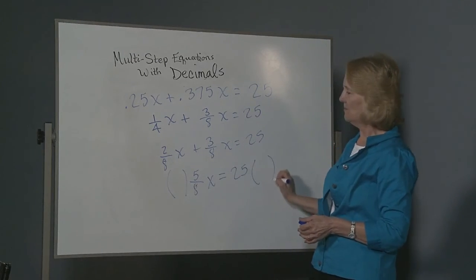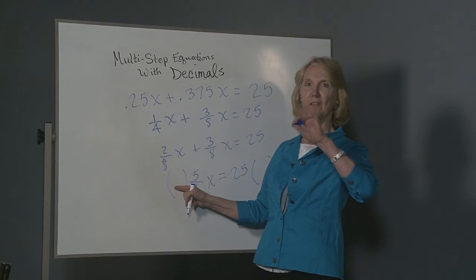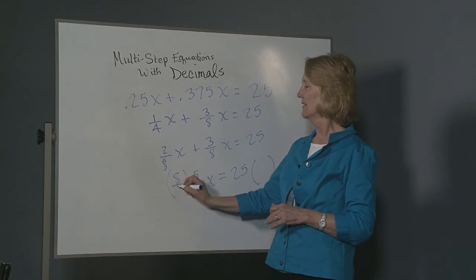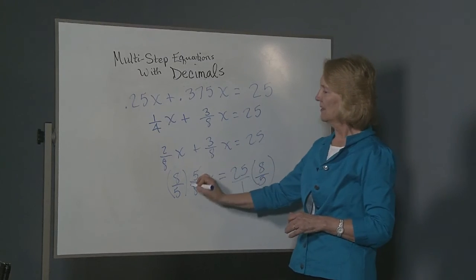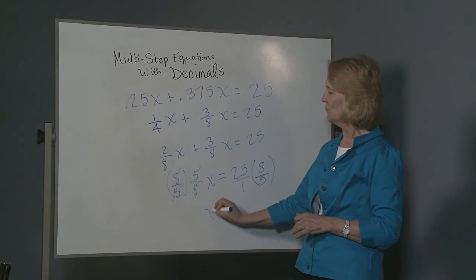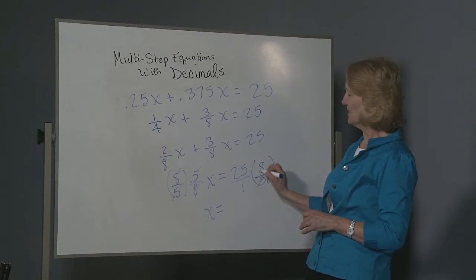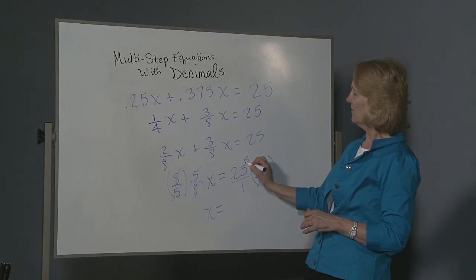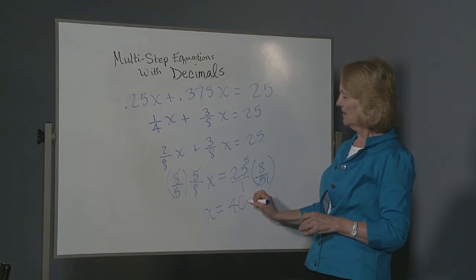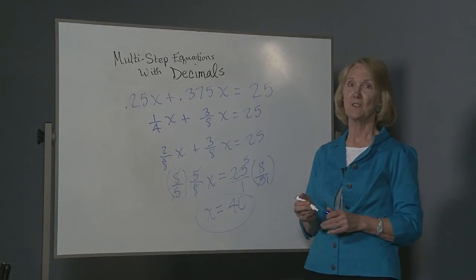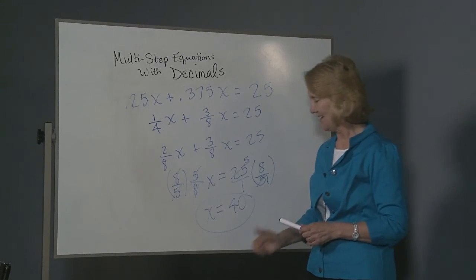Okay, now we multiply by that fraction, flip, that's called the reciprocal. And 8 over 5. These reduce to 1, those reduce to 1. You get x equals, 5 goes in here once, 5 goes in there 5 times. 5 times 8 is 40. That was your easiest way yet, wasn't it? Okay.